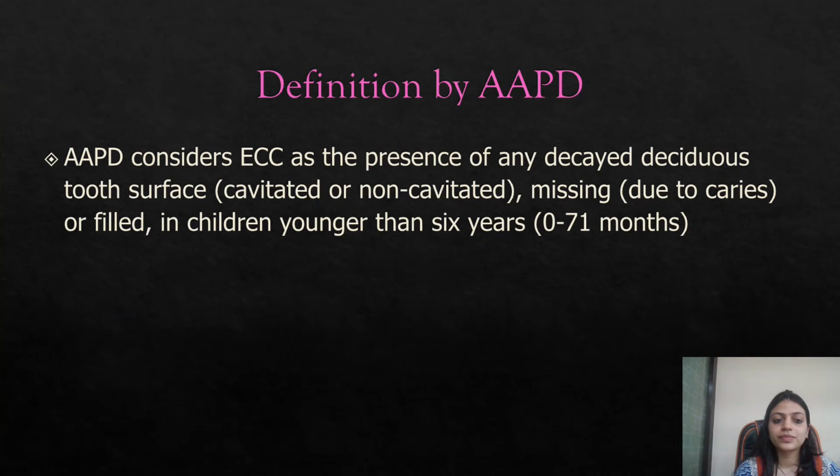By definition, given by the American Academy of Pediatric Dentistry, ECC or early childhood caries is the presence of any decayed deciduous tooth surface, cavitated or non-cavitated, missing due to caries or filled in a child who is younger than 6 years, that is 0 to 71 months.